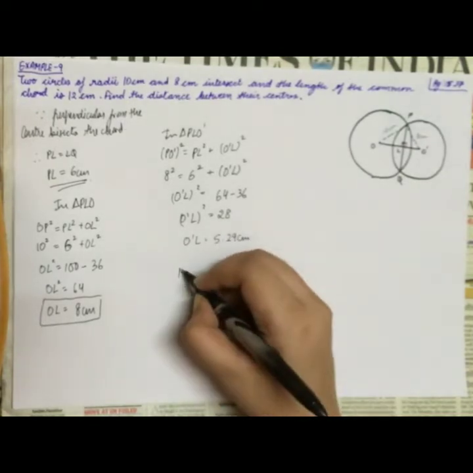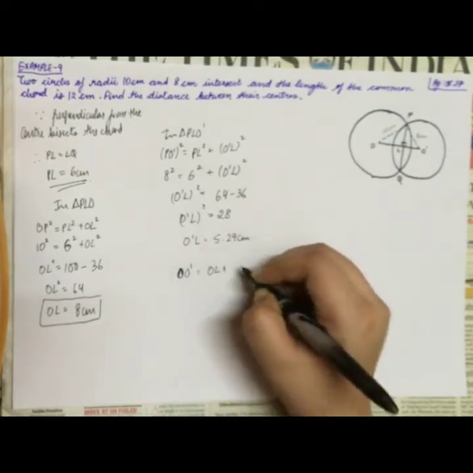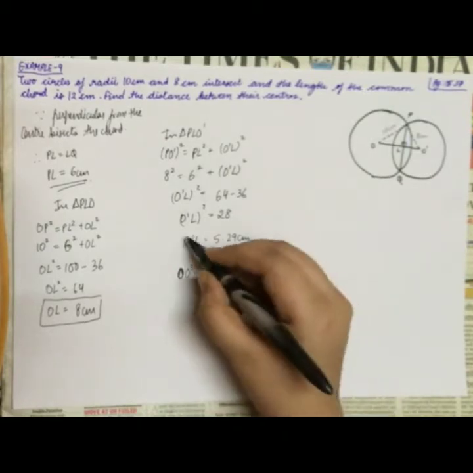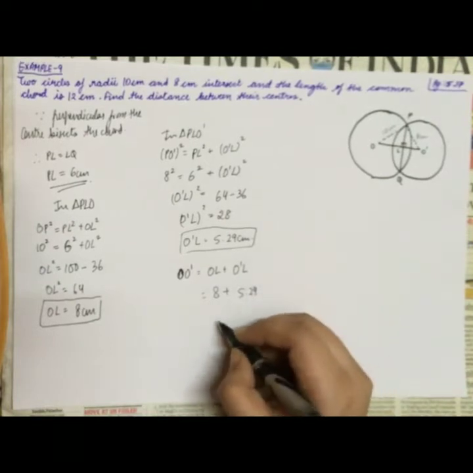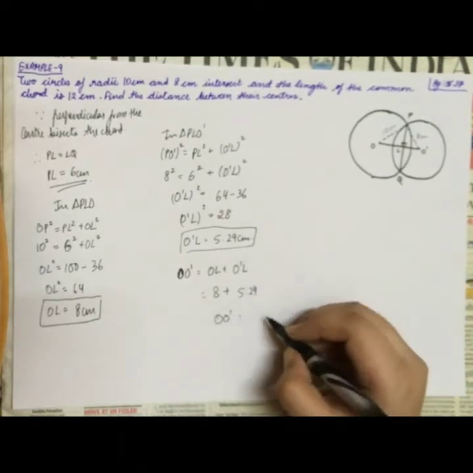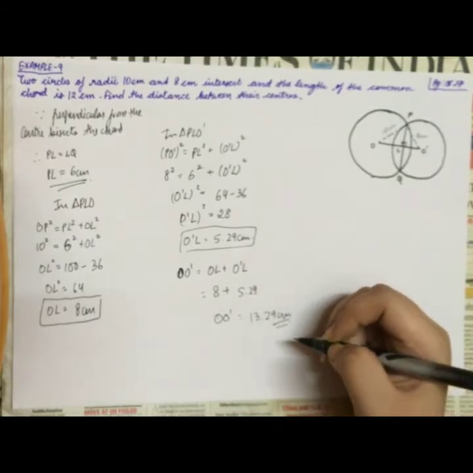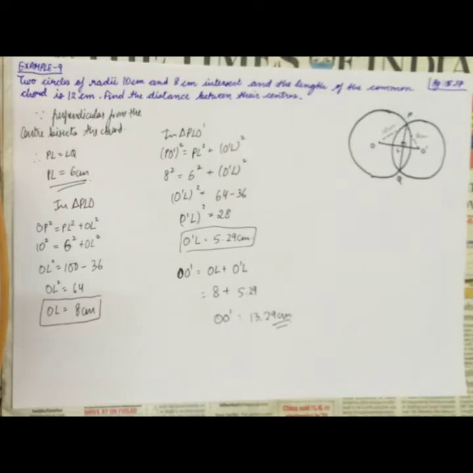So now OO' is equal to OL plus O'L. We'll put the values: 8 plus 5.29 centimeter. Therefore, OO' is equal to 13.29 centimeter. So the distance between the centers is 13.29 centimeters.